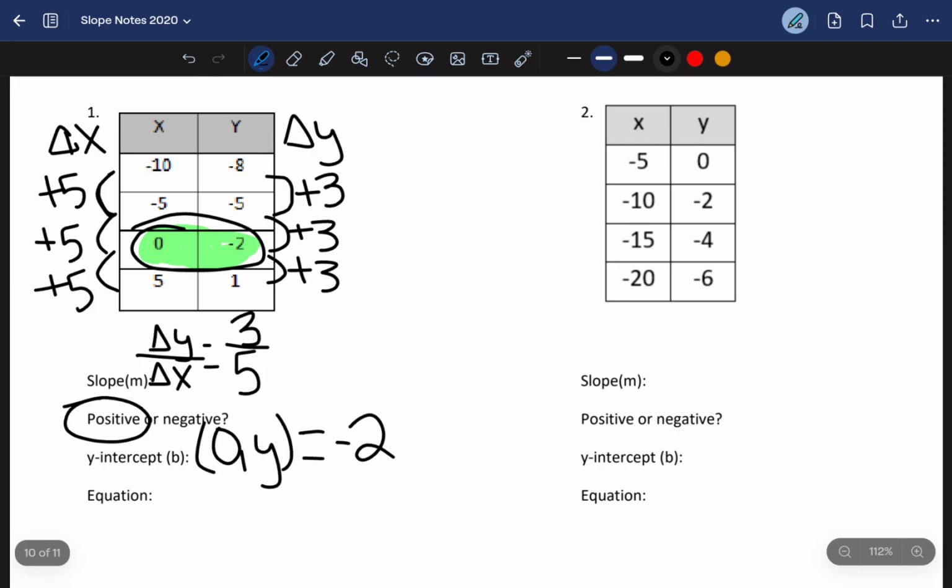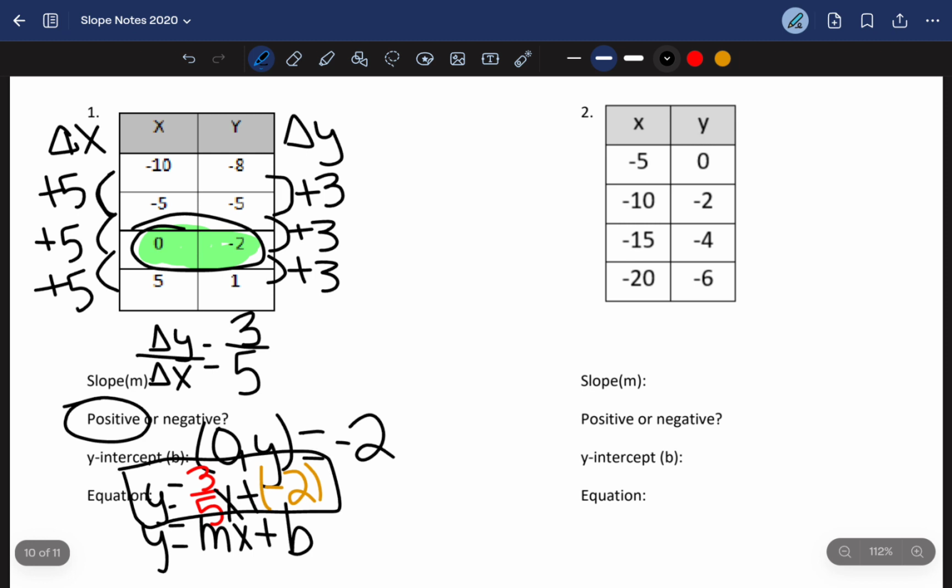And then our equation, again, I'm going to write that formula down below. Y equals mx plus b. So instead of m, we're going to put y equals that fraction of 3/5, so 3 over 5 x plus, in parentheses, -2. And that is our equation. So I'm going to put a box around that.